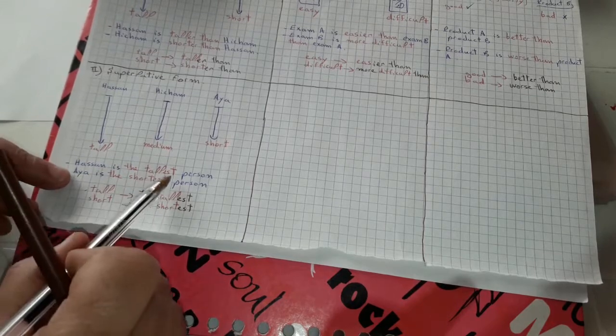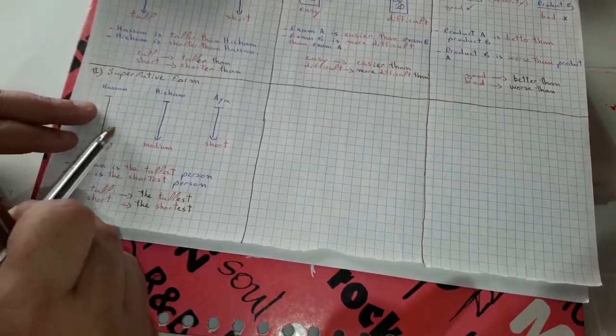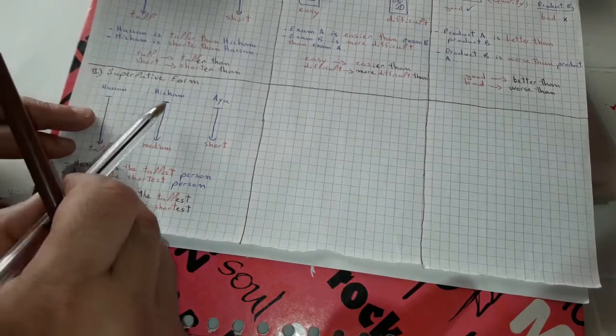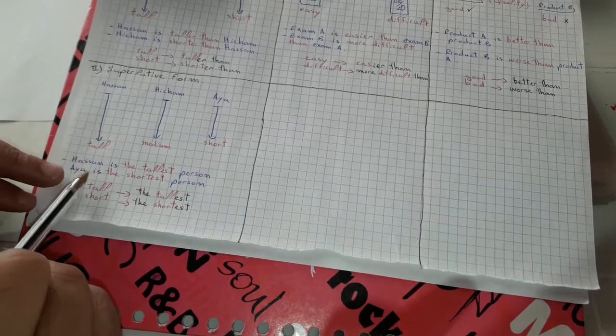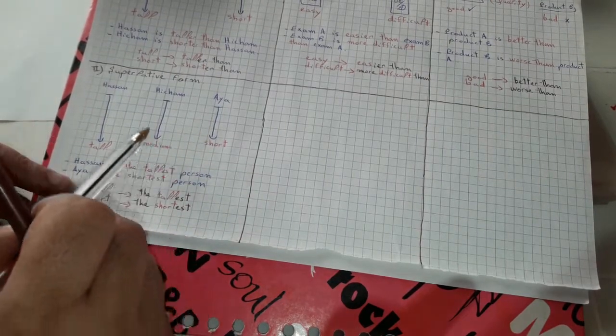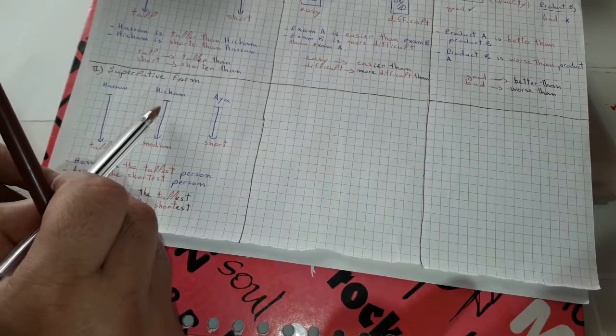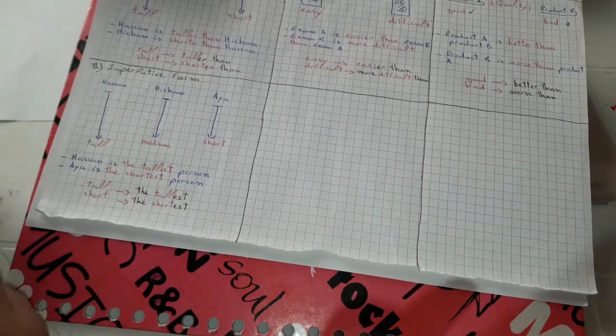So when I say Hassan is the tallest person, this means that Hassan is the tallest person in comparison to Hisham and Aya. And when I say Aya is the shortest person, she is short with reference to, or in comparison to, Hisham and Hassan.